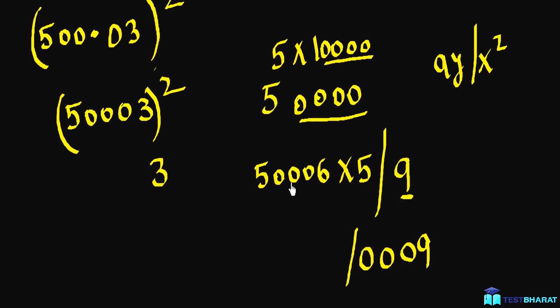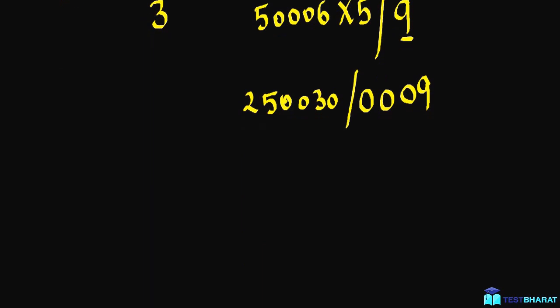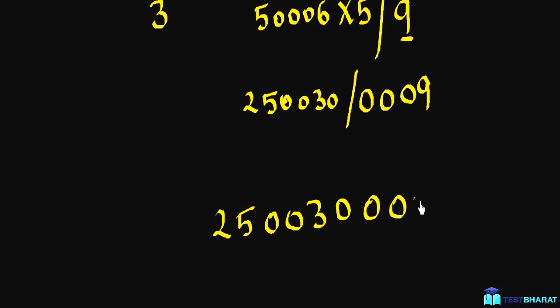Now I will multiply it. 50006 into 5, that is simple multiplication. You can find it as 250,030. So my answer will be 2500300009. You can check it.